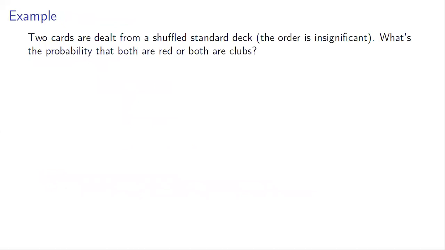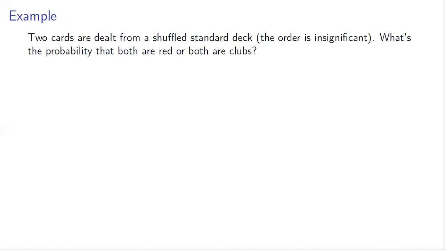So two cards are dealt from a shuffled standard deck, and the order is insignificant. Okay, so it's just a group of cards. I'm not lining them up in an order. I'm just grabbing two cards. I don't care about the order. What's the probability that both are red or both are clubs? Okay, both are red or both are clubs.